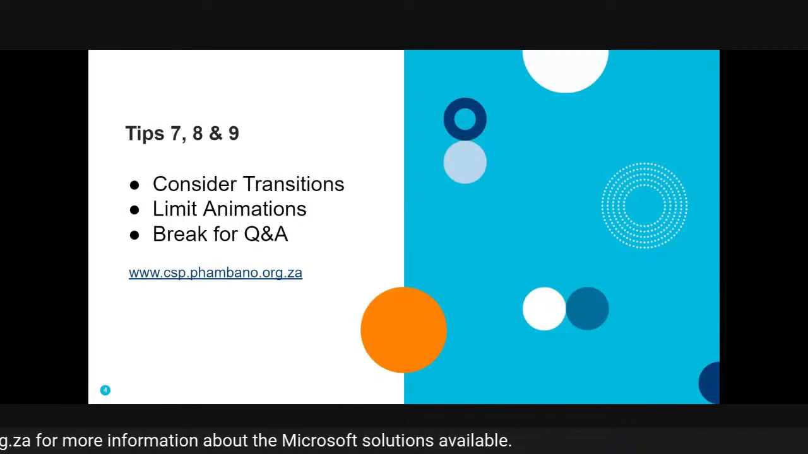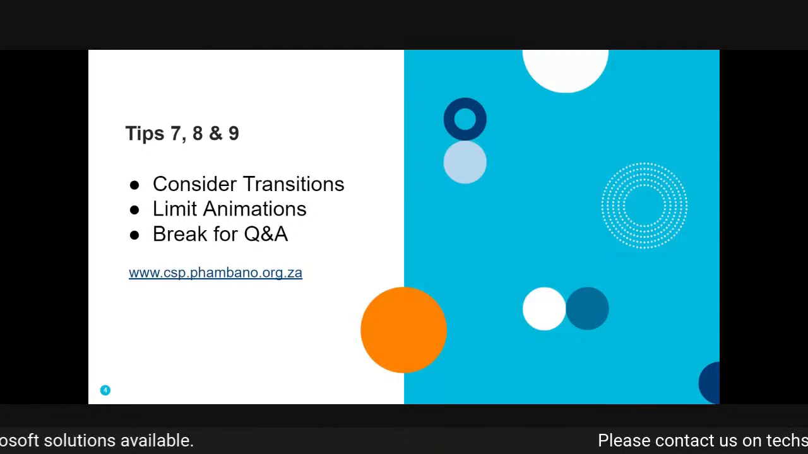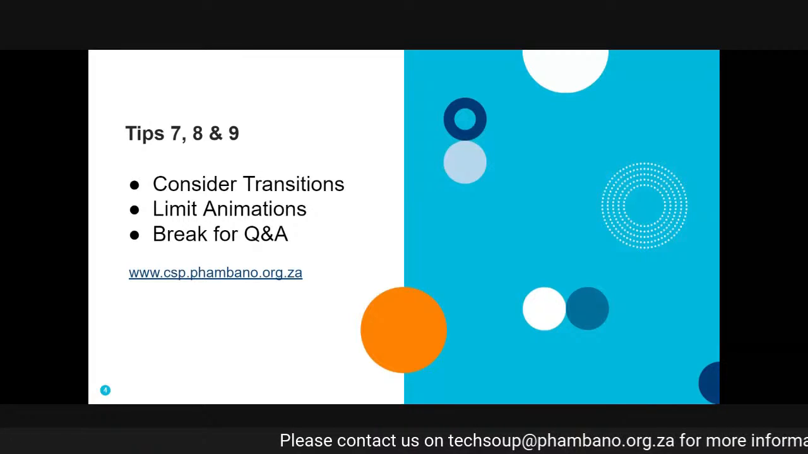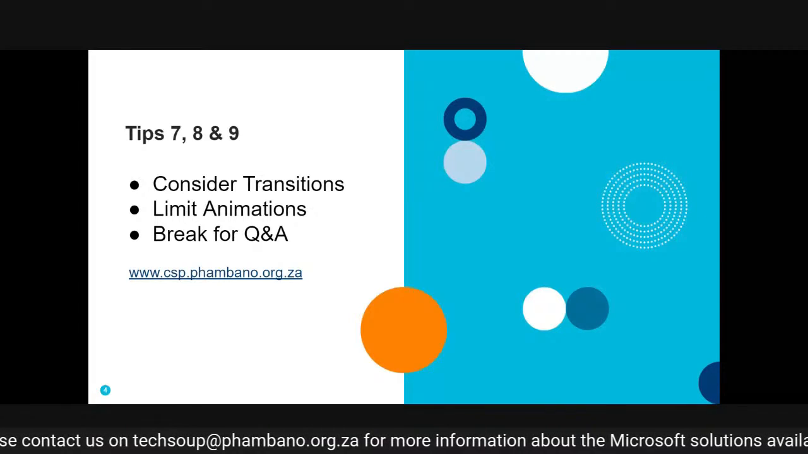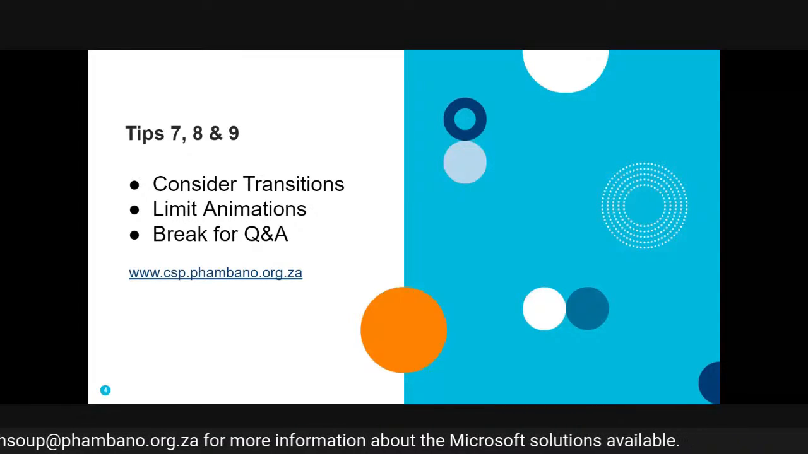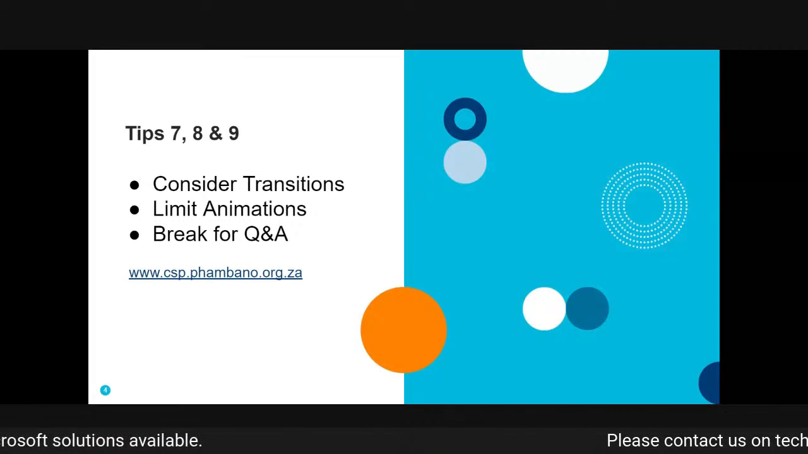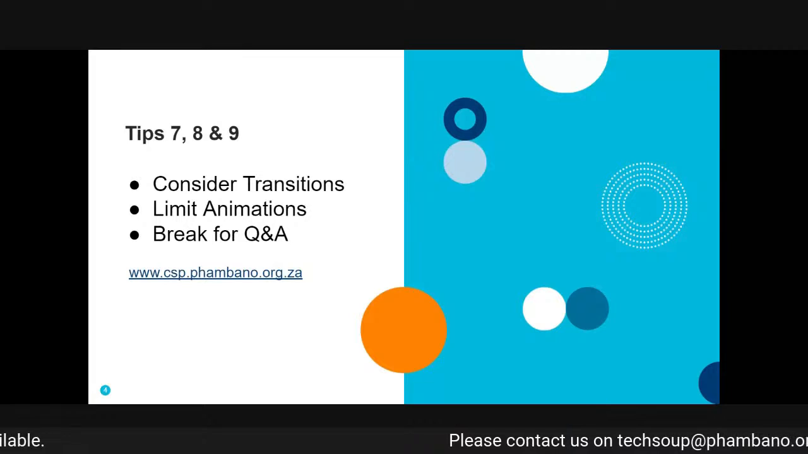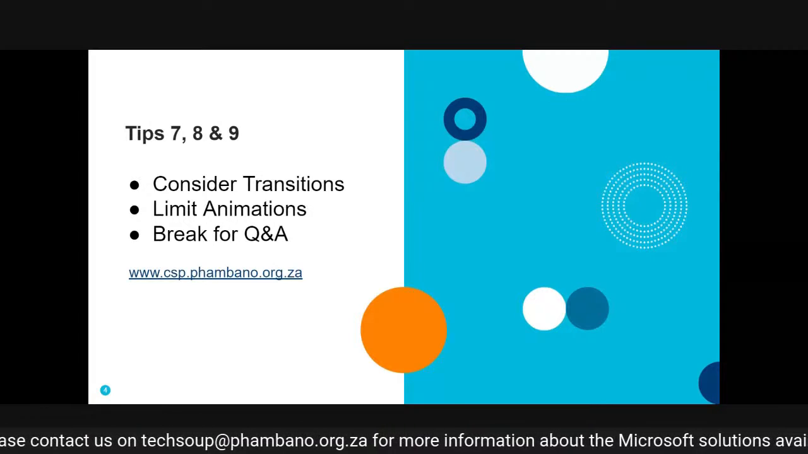Tips number 7, 8, and 9 is to consider transitions. So what I mean by this is if you use a certain transition from slide 1 to slide 2, try and use that same transition for the remainder of your slideshow. You don't want to have too many different transitions. You want to keep a good flow, simplify it as much as possible, and that'll help keep your delegates or people viewing your presentation PowerPoint with you and on the same page.